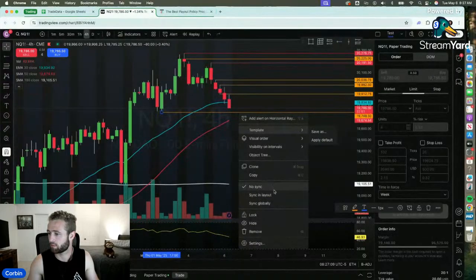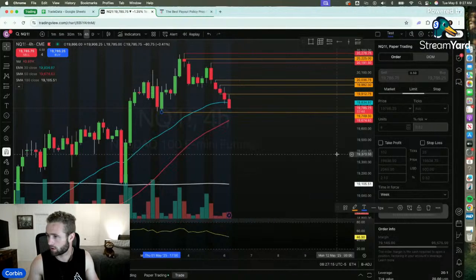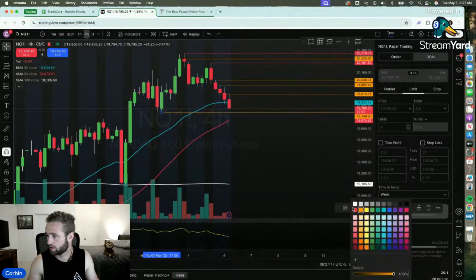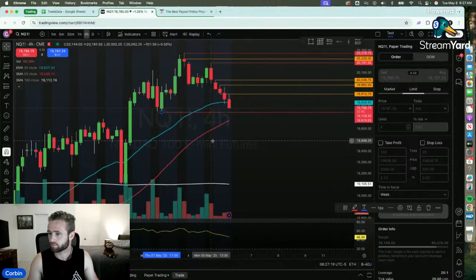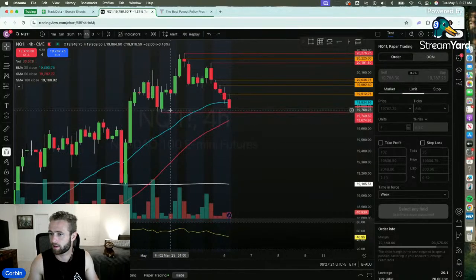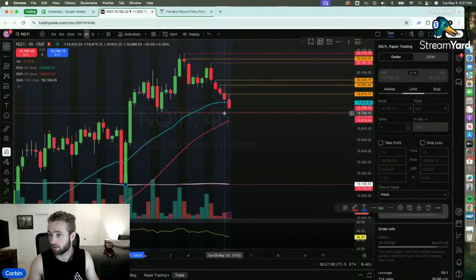Change the color of this. My 4-hour draw on liquidities are red. So we got that there. And then, damn, what's the next low? Next low isn't until way down here on the 4-hour. So that's a huge move that it might have to fill.